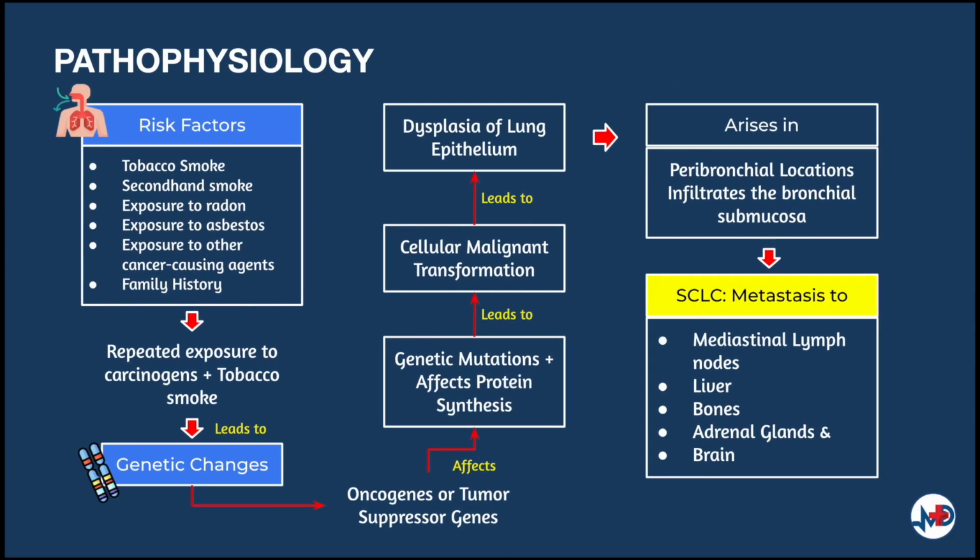Small cell lung carcinoma arises in peribronchial locations and infiltrates the bronchial submucosa. Widespread metastases occur early in the course of the disease, with common spread to the mediastinal lymph nodes, liver, bones, adrenal glands, and the brain.